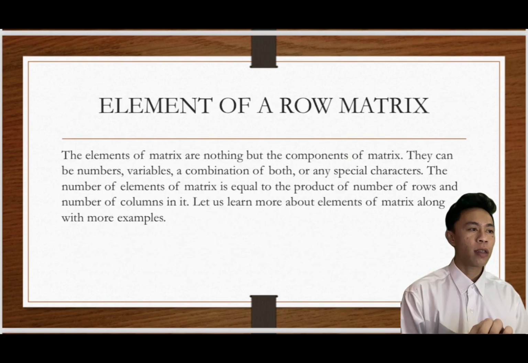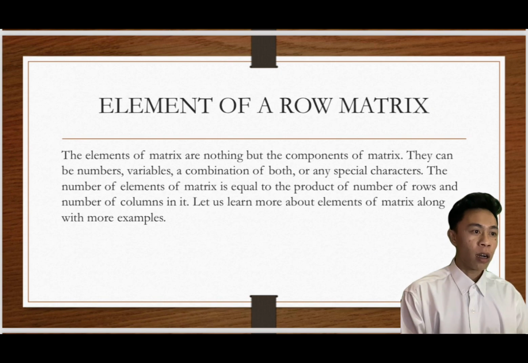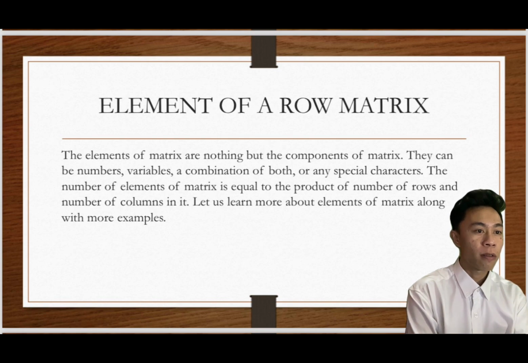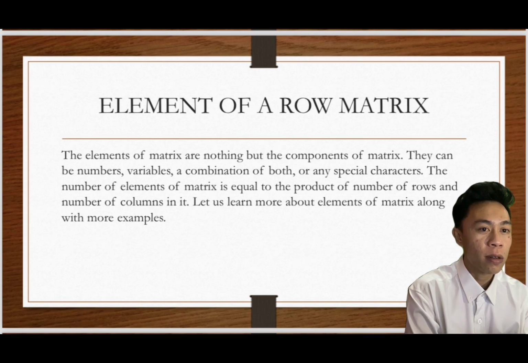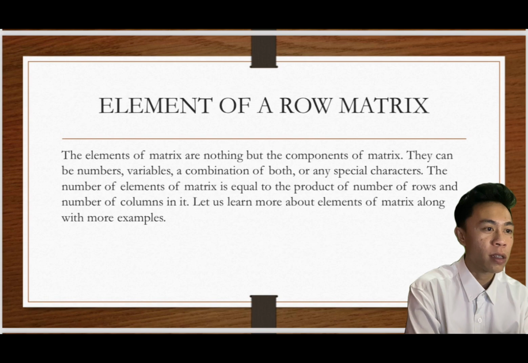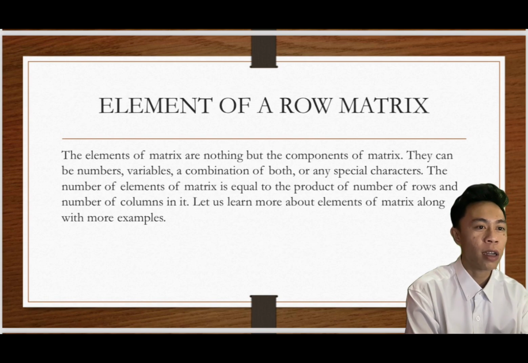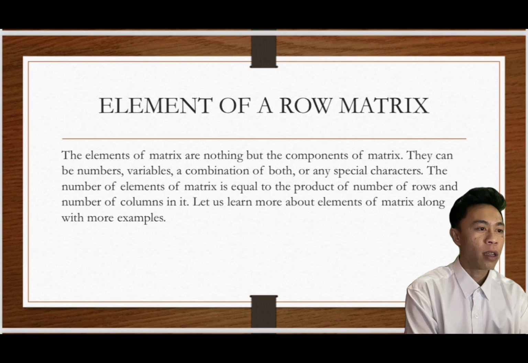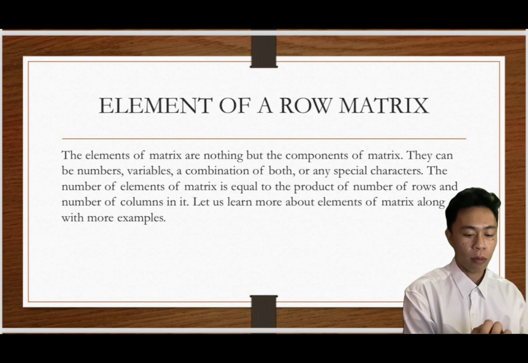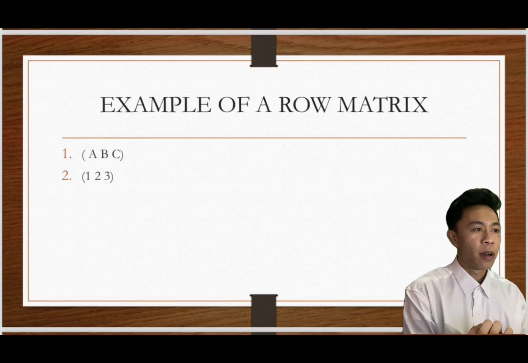Elements of a row matrix. The elements of a matrix are nothing but the components of the matrix. They can be numbers, variables, or a combination of both, or any special character. The number of elements of a matrix is equal to the product of the number of rows and the number of columns in it. Let us learn more about elements of a matrix along with more examples. First, bracket A, B, C. Second, 1, 2, 3.